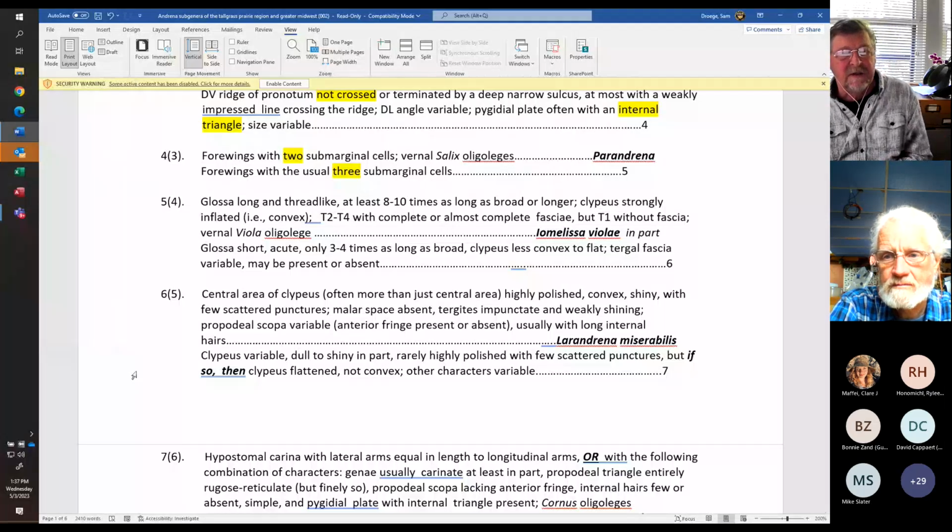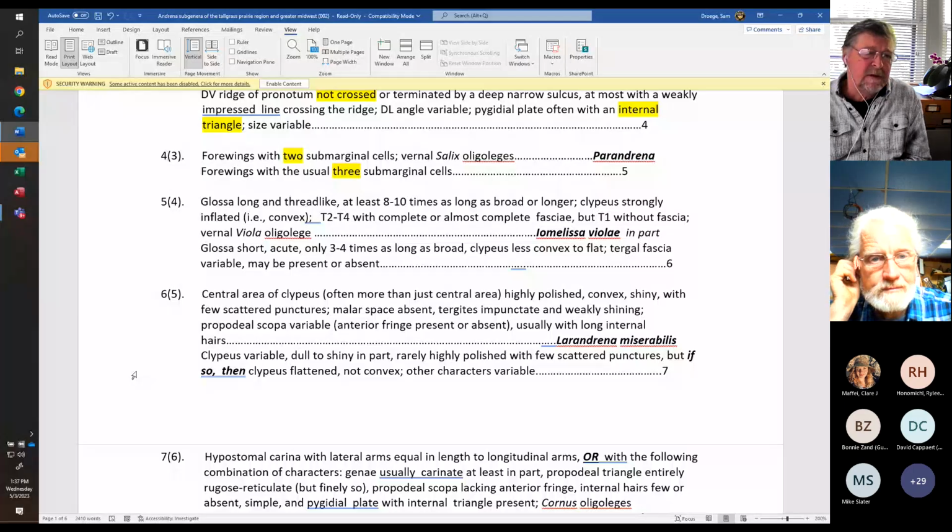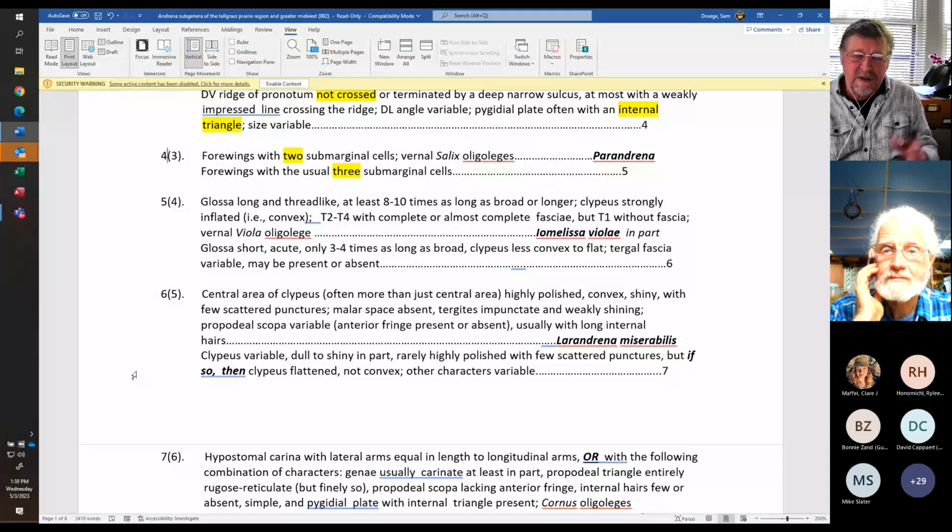And in the East, it's very simple, because it's just this one group, Parandrena, and these are willow specialists in the East. If they're collecting from willows, you're probably likely to run into one of them anyway. Off the top of my head, I think there are 3, at least in the Midwest. They're medium-sized Andrenas. They do have the dorsoventral ridge, but they've got 2 submarginal cells. So if you see an Andrena in the east with the dorsoventral ridge and 2 submarginal cells, it's Parandrena, period.